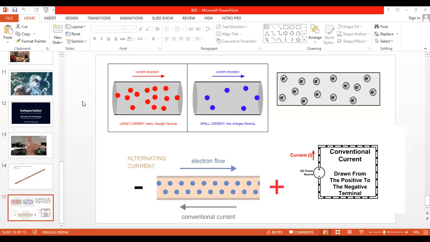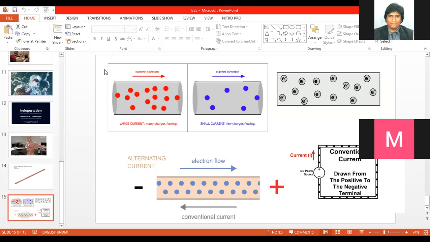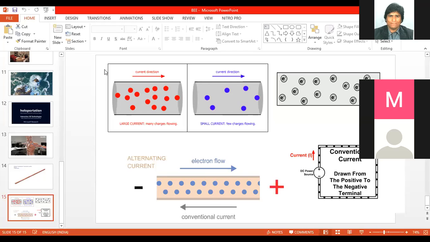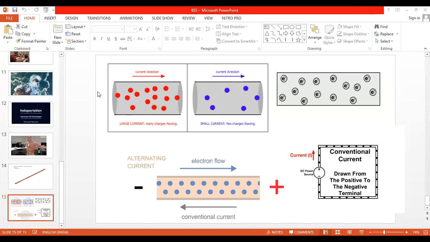So we do start our subject. I request everyone to mute yourself. When you have any question, you can unmute and ask. On the screen, you are able to see certain diagrams. So first, we are... please mute, all students, please mute yourself.